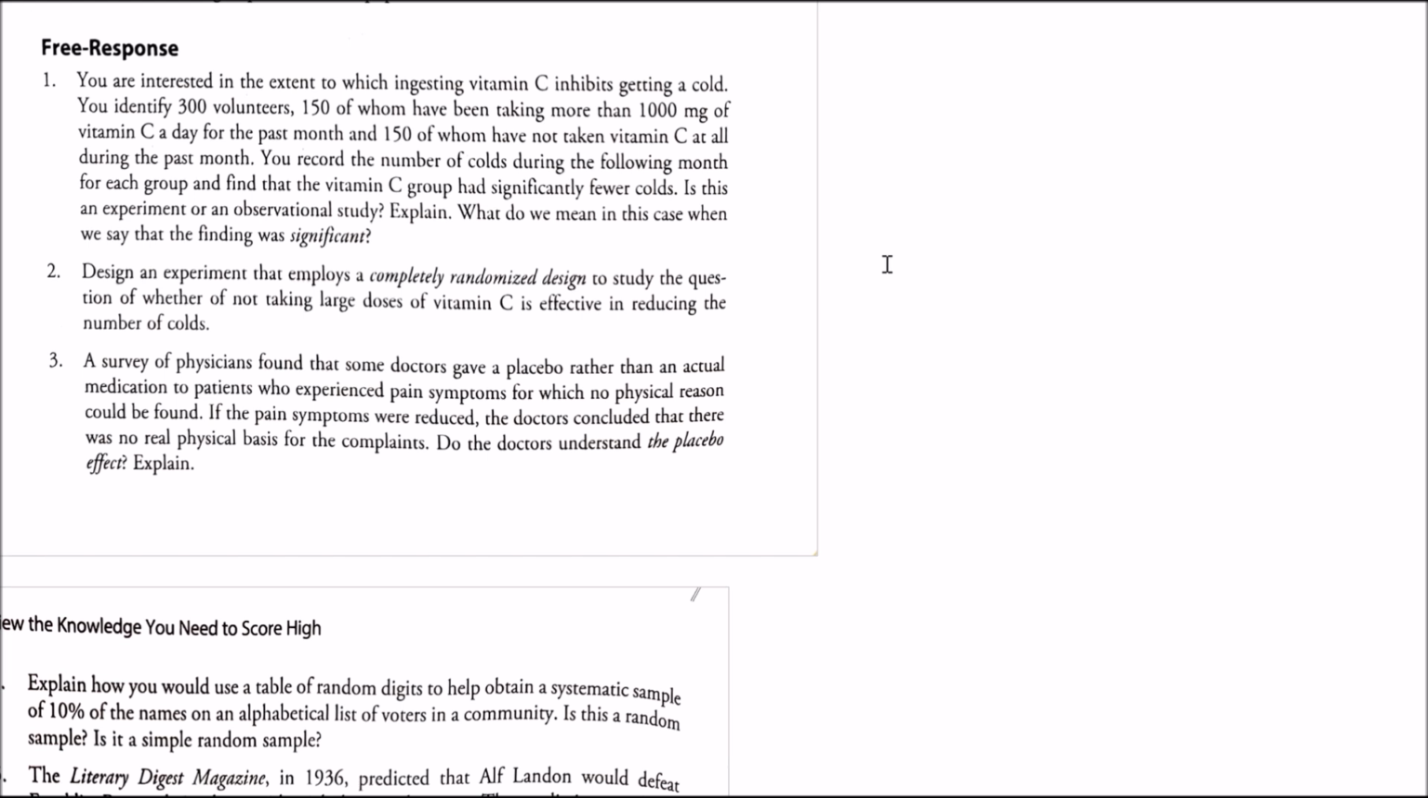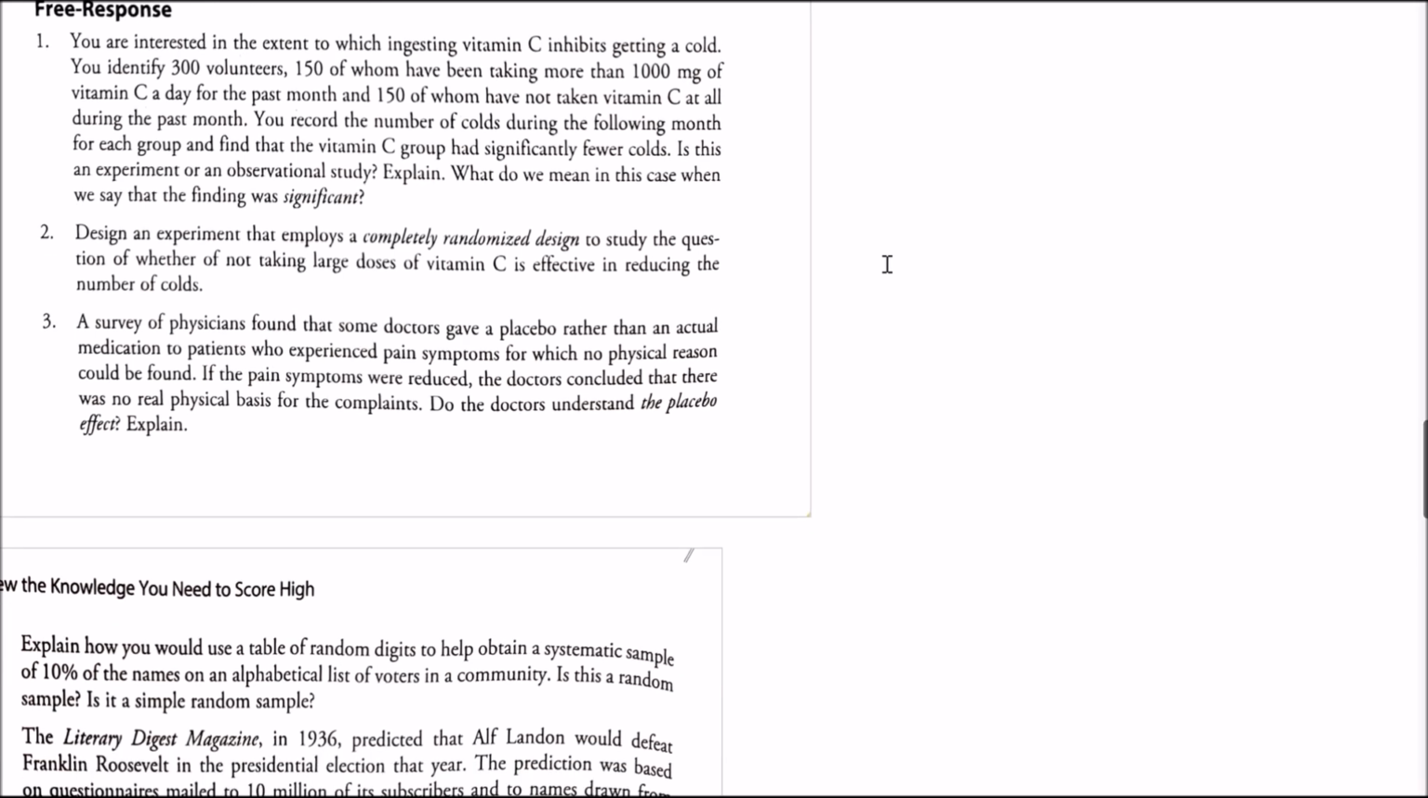So that's double blind. And then after a period of time, maybe a month or so, whatever the time frame is, give it some time. And then you're going to count the number of colds in each group. And then you're looking for the difference in the number of colds between the two groups. Okay, so there's a completely randomized design. All right, so that's number 2.